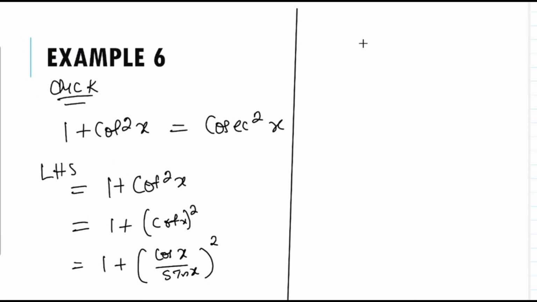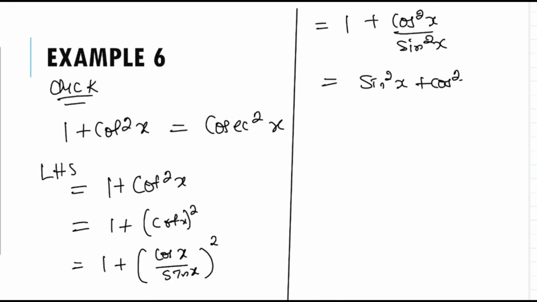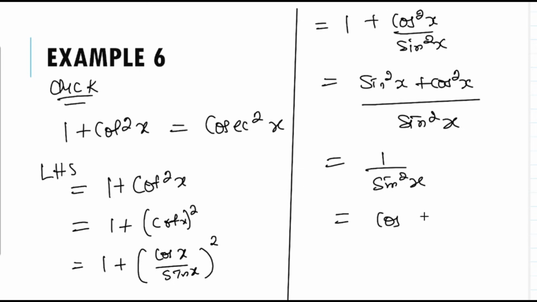Taking it further, if we open that bracket, because if we don't open we cannot simplify, that will be cos square x all over sine square x. If we change to a single fraction, we have sine square x plus cos square x all over sine square x. You know that sine square x plus cos square x equals 1, so this will be 1 over sine square x, which is cosec square x. So you can see it is true, so it is the right answer.